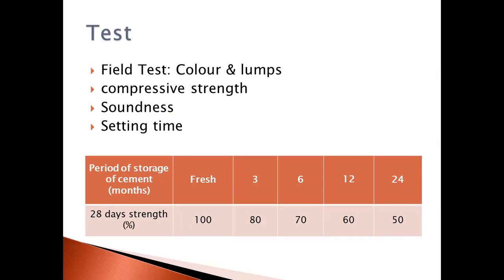And next, obviously, we have to do the strength test, that is the compressive strength test. We will make a cement and sand cube of 7.06 by 7.06 by 7.06 centimeters, place it in a compressive testing machine, and find the compressive strength of the cement. And the next one is soundness. Soundness means that after the casting of the cement block, it should not expand.